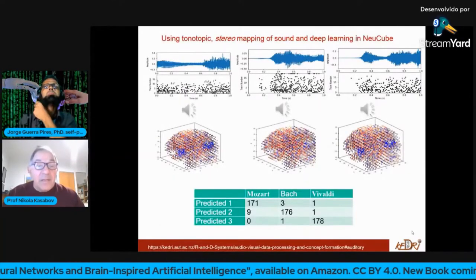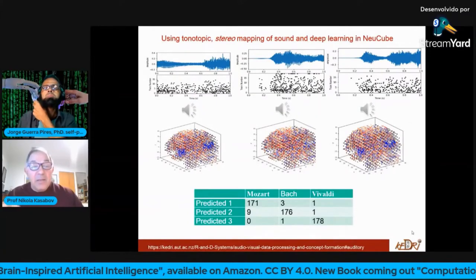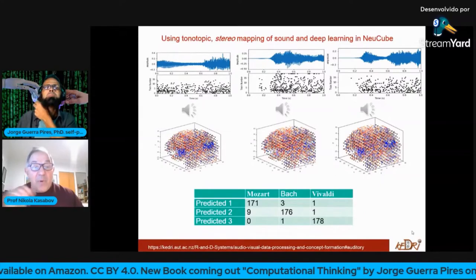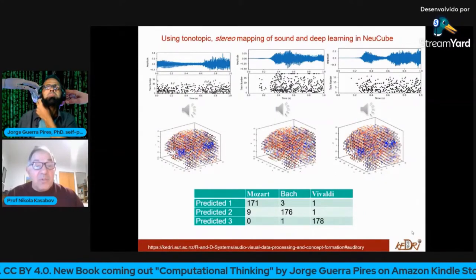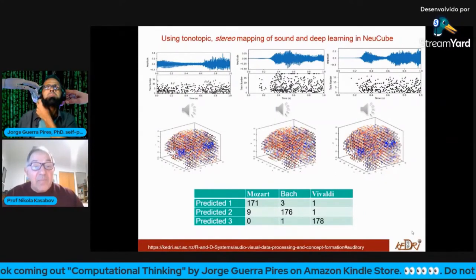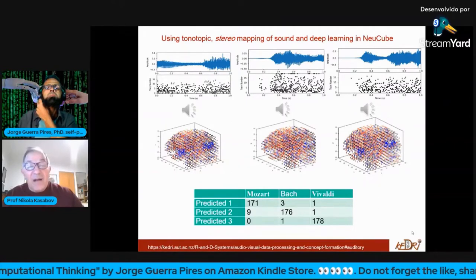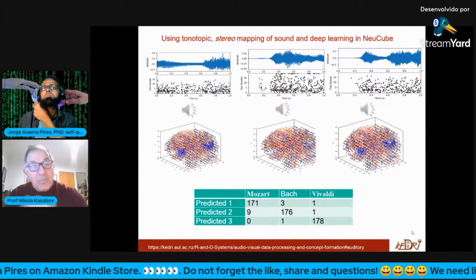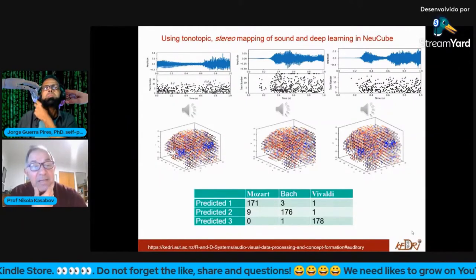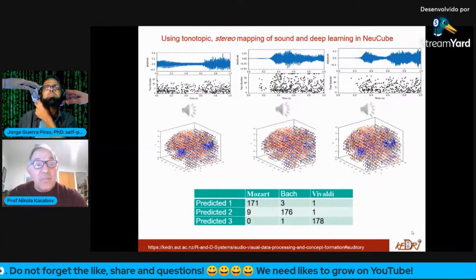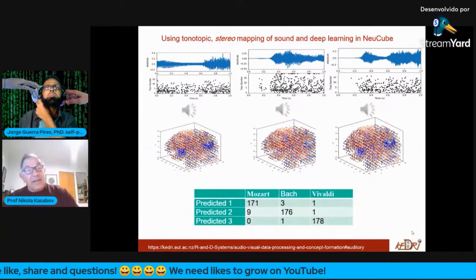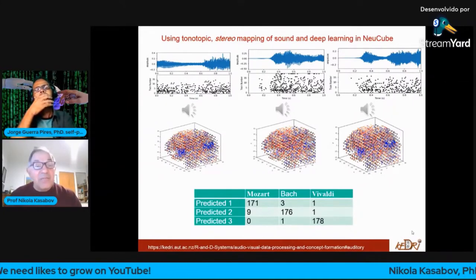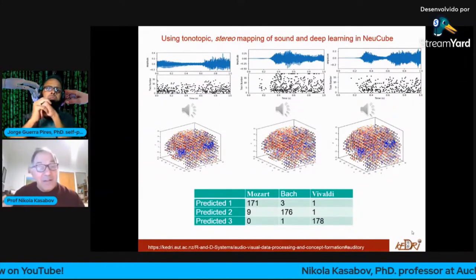So here we have trained different spiking neural network systems on different music by composers. And these composers are here: we have Beethoven, Bach, and Vivaldi. And we can see the patterns that are learned are different for different composers. And the patterns are learned through so-called stereo learning, because in a brain template of a spiking neural network, we can have left and right hemispheres that represent.